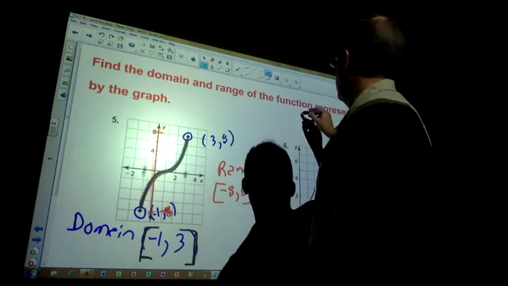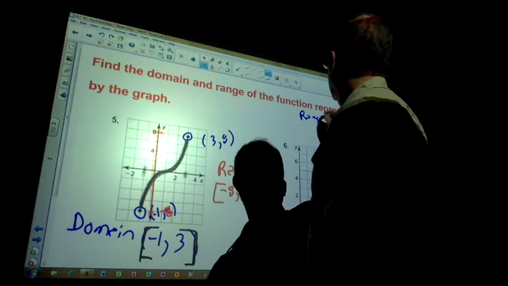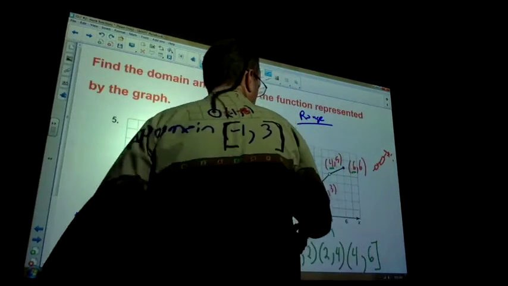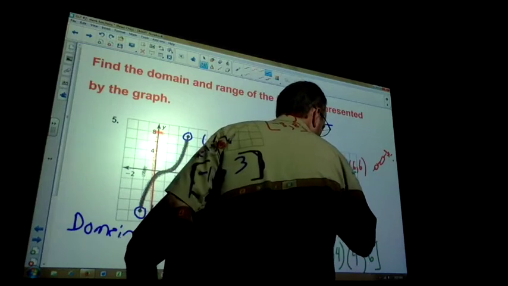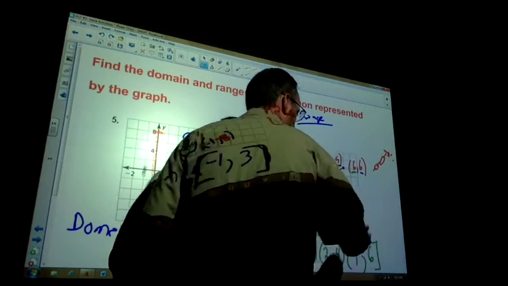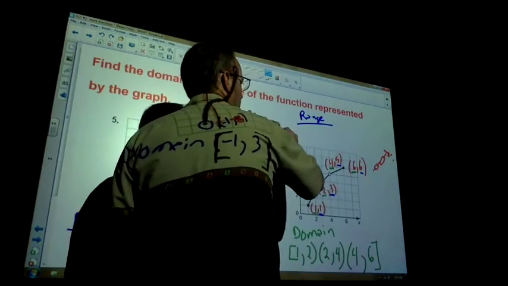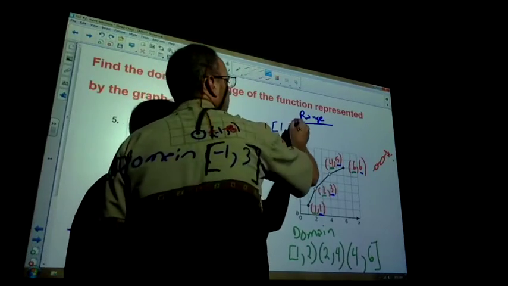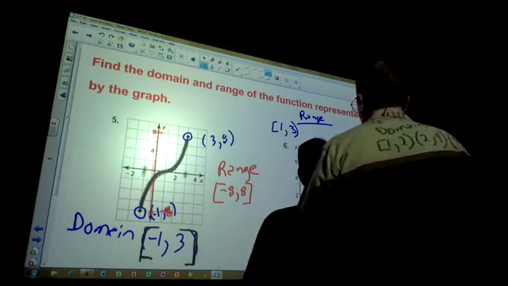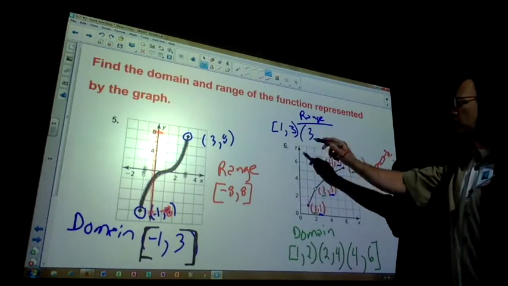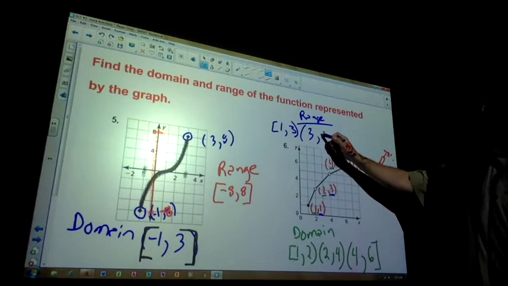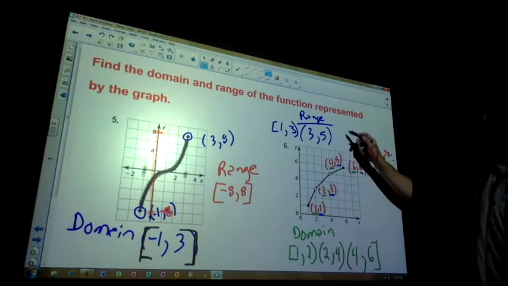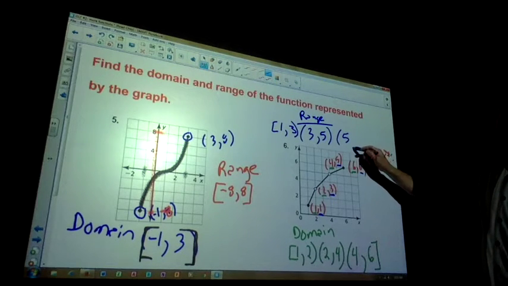Now let's look at the range. Now I'm looking at my y values. Agree? Close bracket 1 to what? Open bracket 3. I like it. And then open bracket 3 to open bracket 5, and then open bracket 5 to close bracket 6. Perfect.